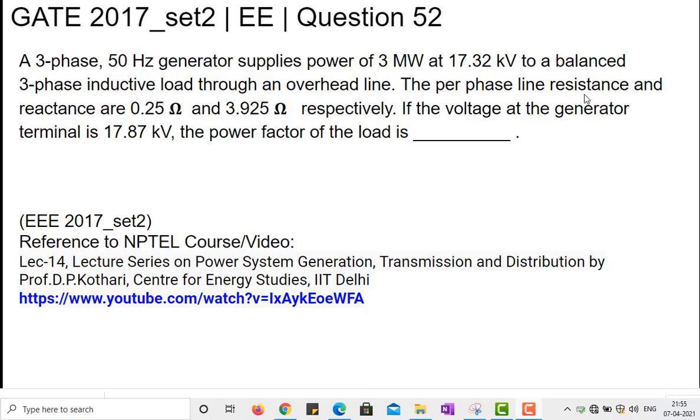The per phase line resistance and reactance are 0.25 ohms and 3.925 ohms respectively. If the voltage at the generator terminal is 17.87 kilovolts, the power factor of the load is. To know the detailed derivation of power flow through the transmission line, audience can go through the given NPTEL video link.